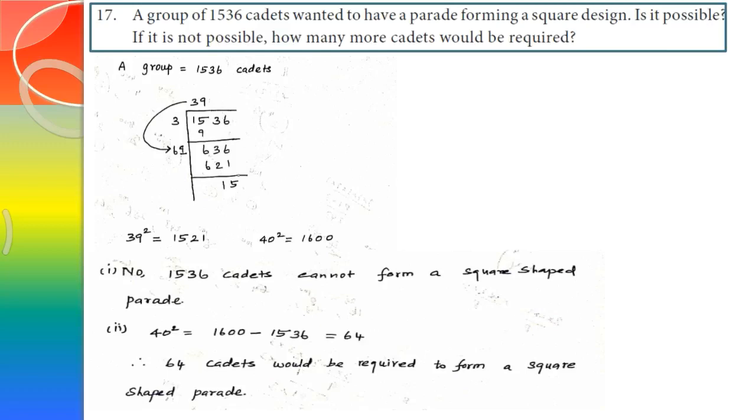Part 2: 40 square, that is 1600 minus 1536. The difference between the numbers is 64. So 64 cadets would be required to form a square shaped parade.